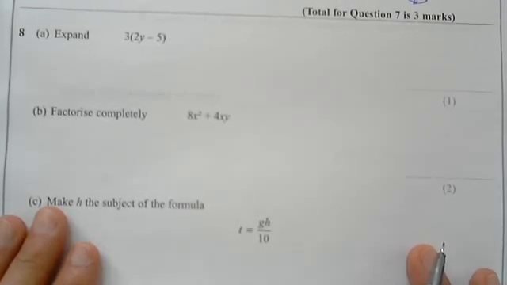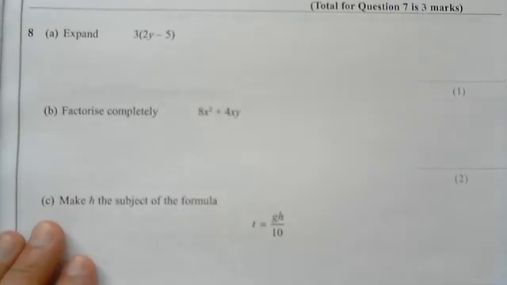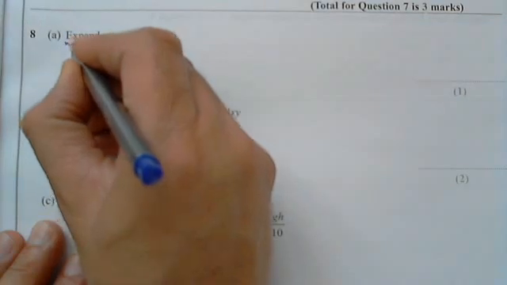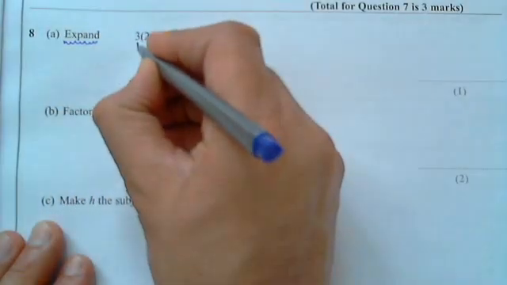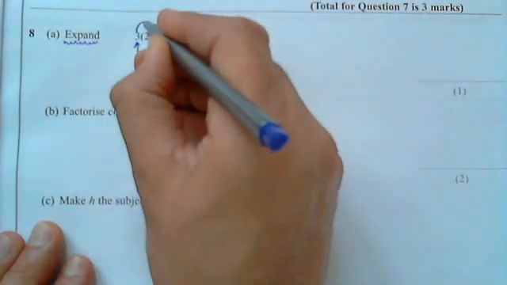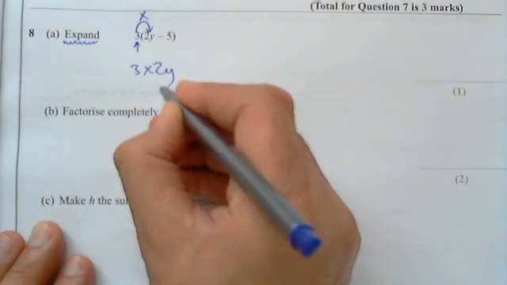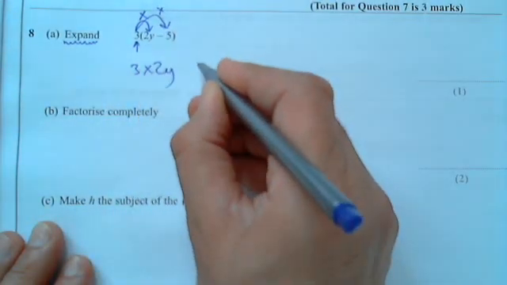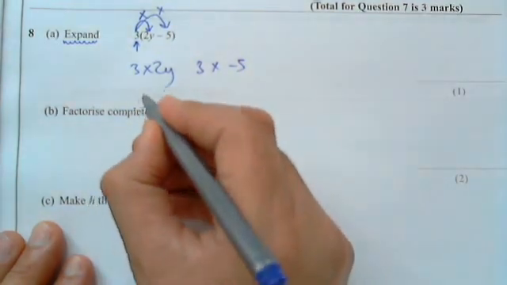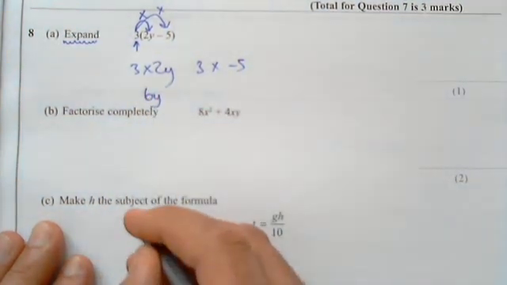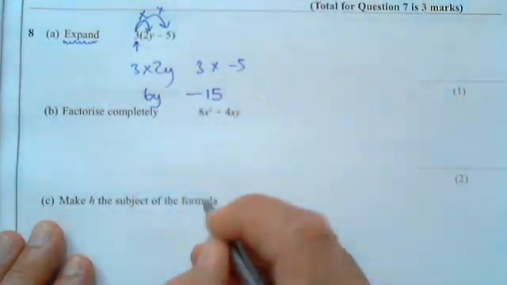Okay, next, we're moving on to one of my favorite subjects, algebra. It says expand. Expand means to multiply out these brackets. So we start from the outside. We say 3 times by 2y, and 3 times by minus 5. So 3 times by 2y will give us an answer of 6y, and 3 times by minus 5 will give us an answer of minus 15.